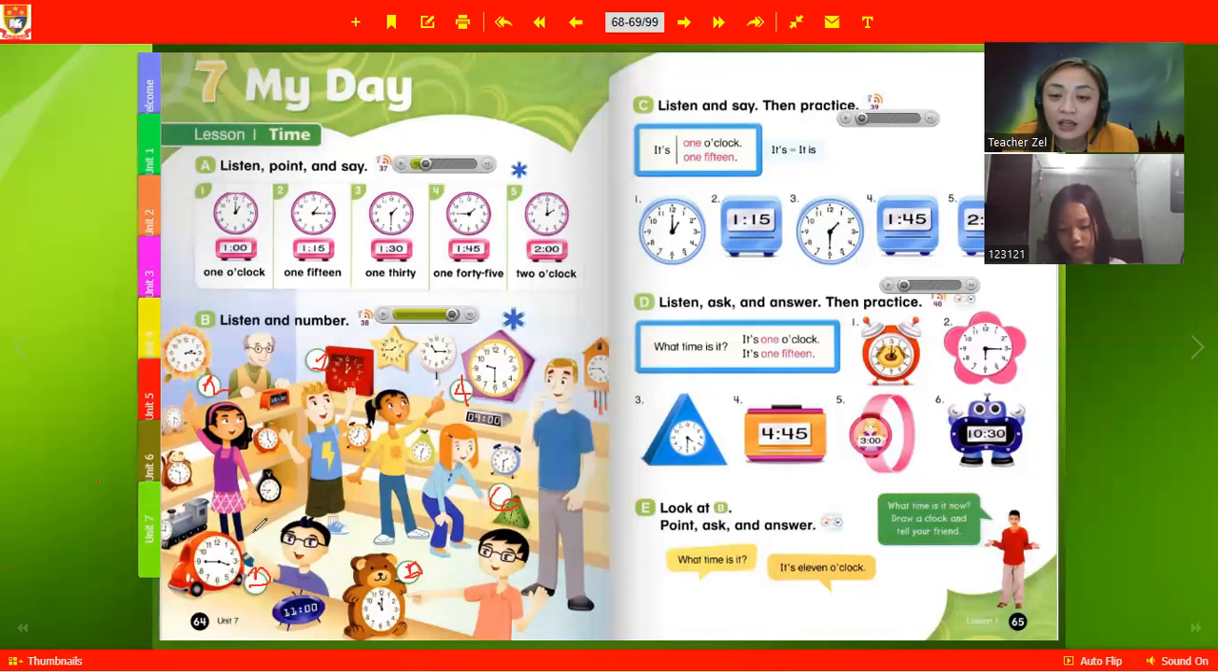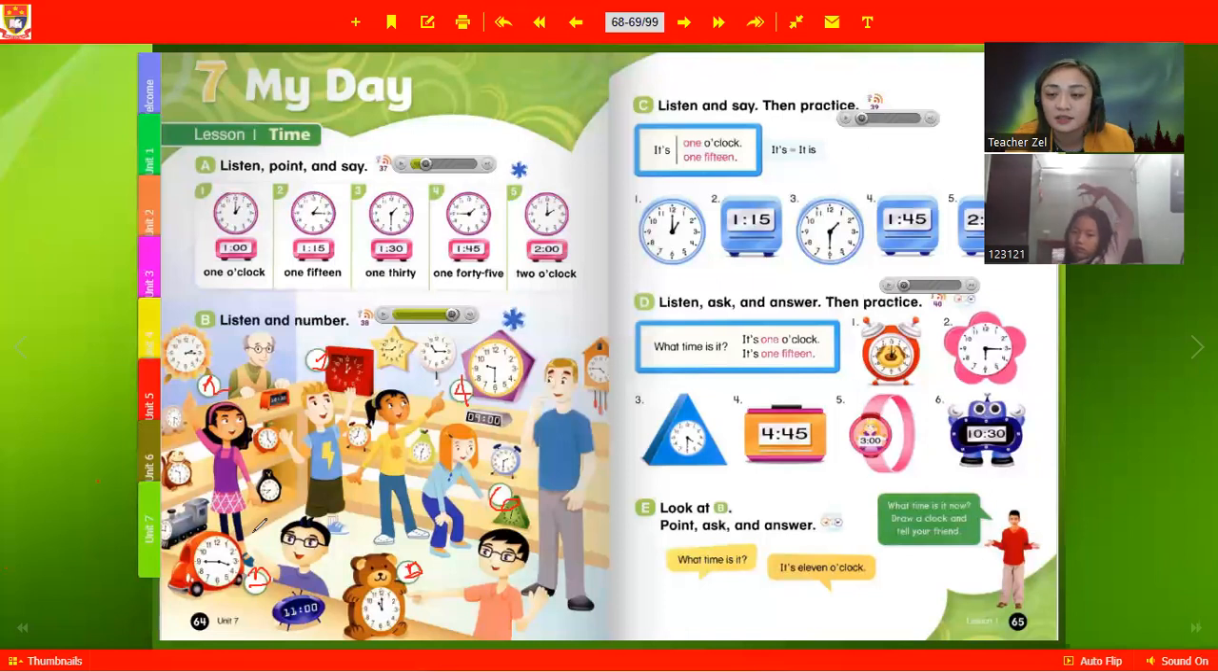How about the clock number five? Okay, where is the clock number five, Bella? This is teddy bear clock. Okay, it's the bear clock. Very good. So what time is it, Bella? It's 11 o'clock. Yes, it is 11 o'clock. Good job, Bella. How about picture six, the clock number six?